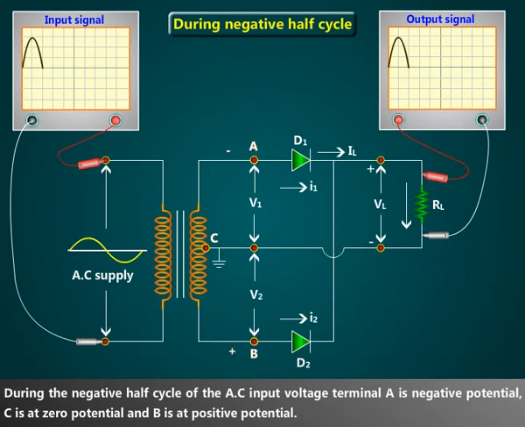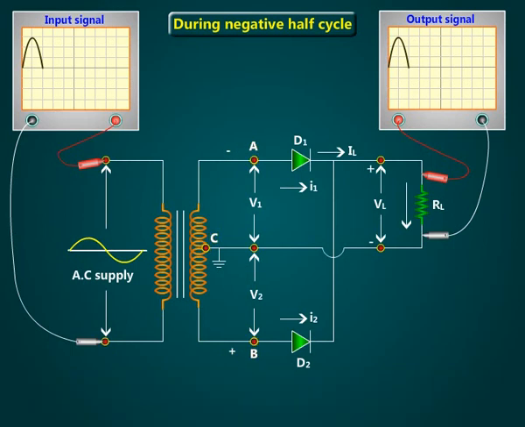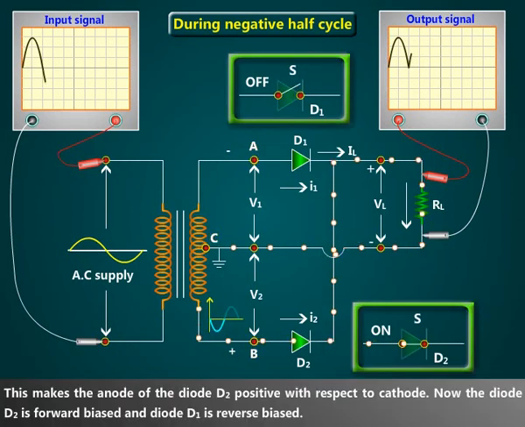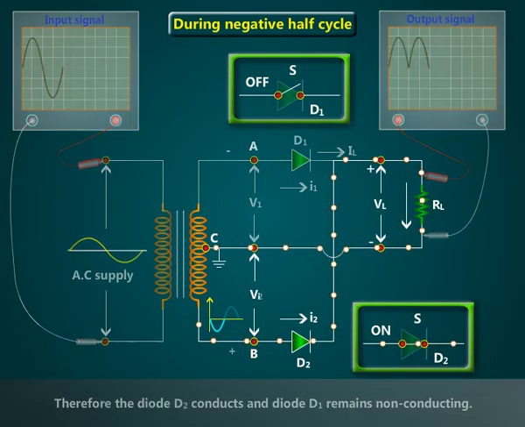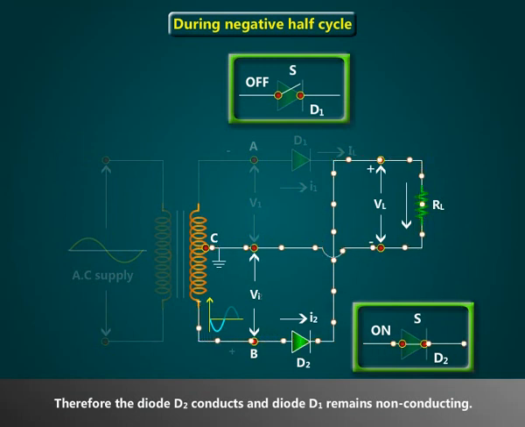During the negative half cycle of the AC input voltage, terminal A is at negative potential, C is at zero potential and B is at positive potential. This makes the anode of the diode D2 positive with respect to cathode. Now the diode D2 is forward biased and diode D1 is reverse biased. Therefore, the diode D2 conducts and diode D1 remains non-conducting.